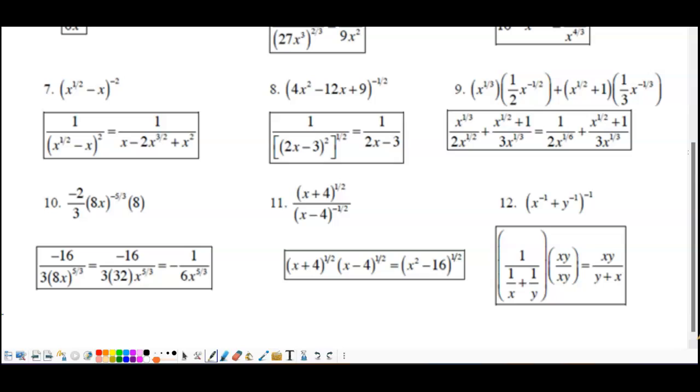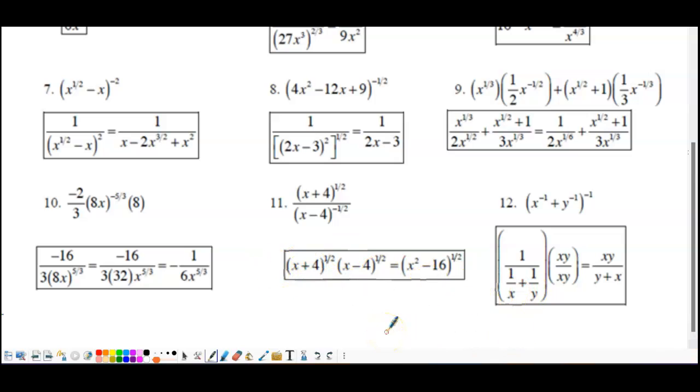So you should end up with 1 over 2x to the 1/6 plus x to the 1/2 plus 1 over 3x to the 1/3. You can't simplify anything in that second part of the problem because you have a single term in the denominator and 2 terms in the numerator. The only way to simplify it would be to take the denominator under both, which you don't have to do.